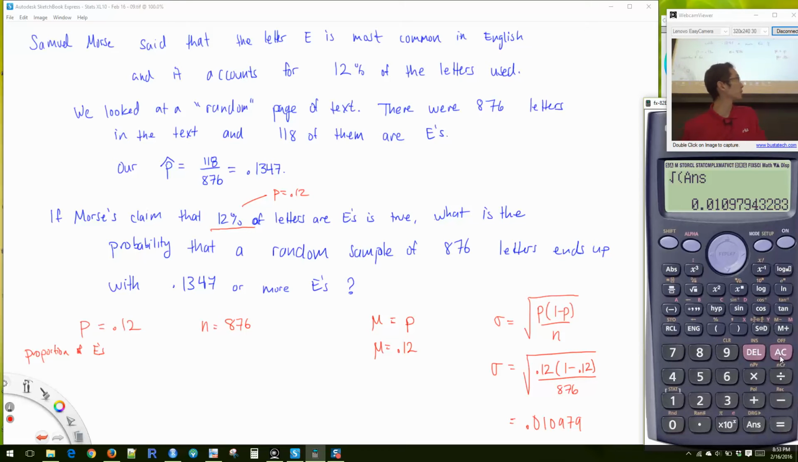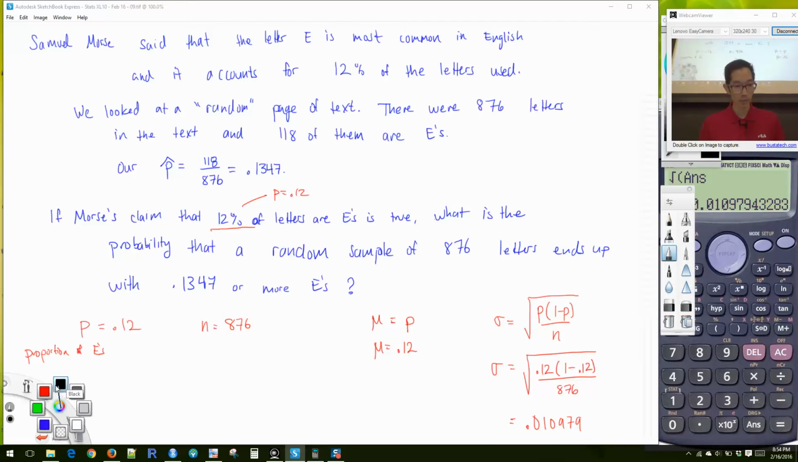So if you want to see me do that again, I can even just do 0.12 times parentheses 1 minus 0.12 close parentheses divided by 876. I hit enter, and then I hit the square root, answer. I get that number. Okay. And I'm going to leave this in here because it's going to come in handy when I calculate my z-score, okay? So let's say I want to get my z-score.